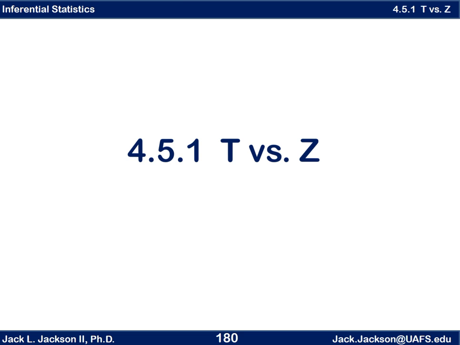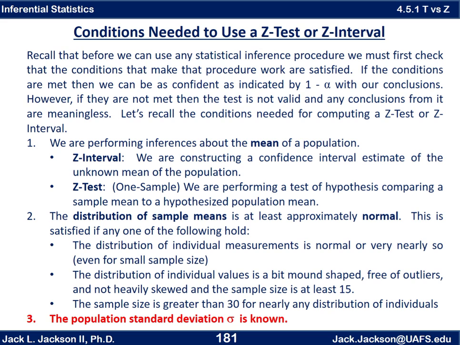In this video, we're going to be looking at a t-distribution versus a z-distribution. Now, the first point I want to make is to remember that anytime we use any statistical inference procedure, such as a z-interval or a z-test or anything like that, we must first check that the conditions that make the procedure work are satisfied. If the conditions are met, we can be at least as confident as indicated by the confidence level 1 minus alpha, with our conclusions.